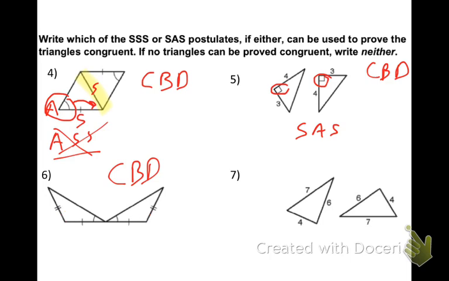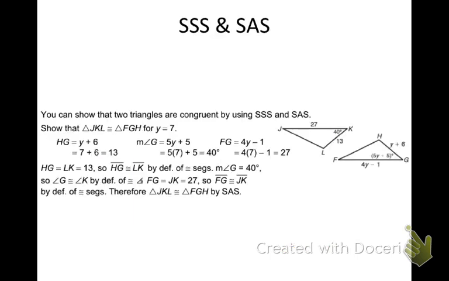Okay? And 7. What are you thinking on 7, Wilson? Is that your answer? We call that side, side, side, I think. And again, why would that make sense? Well, the 4s match up, the 6s match up, the 7s match up. They're all the same. Side, side, side. All right, so let's move on here.